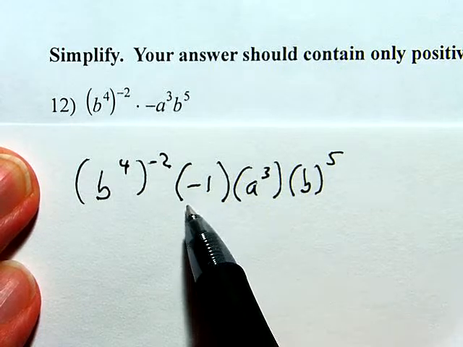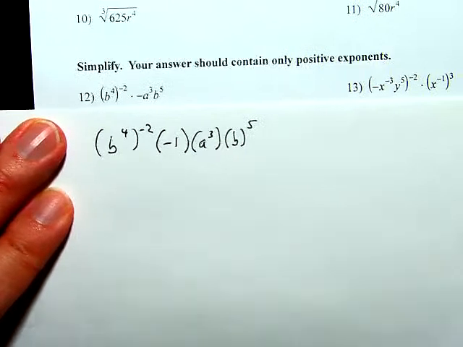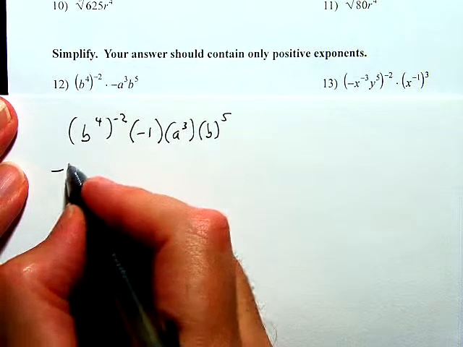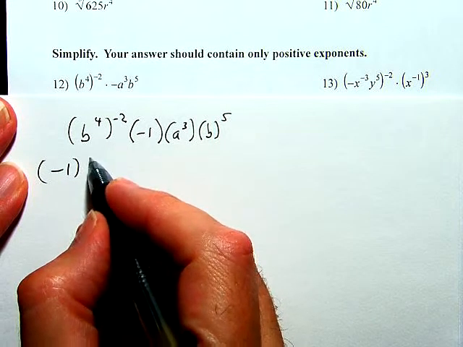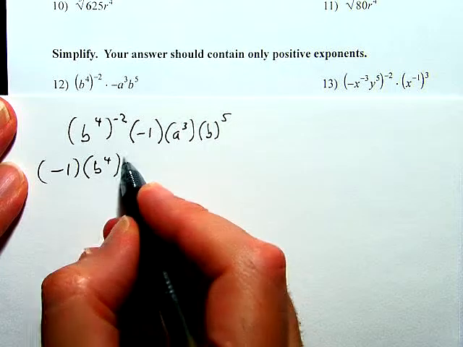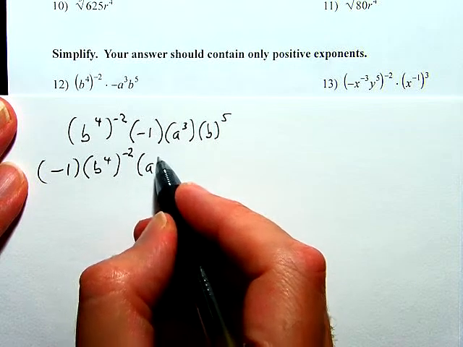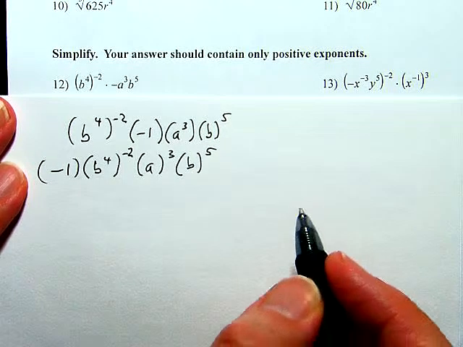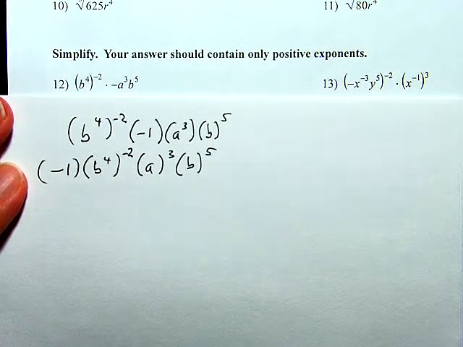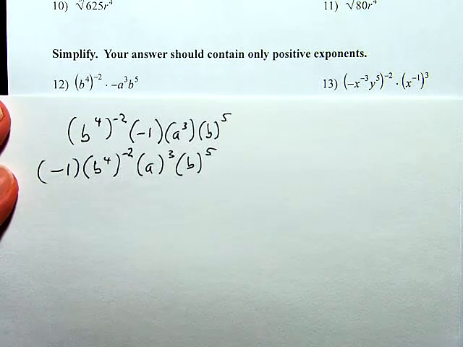Well, negative 1 here is just a factor. We can pull it out in any order we want. So let's move it to the beginning. These are all just 4 factors. Let's rewrite this as negative 1 times b to the fourth in turn to the negative 2 power times a to the third times b to the fifth. Doesn't really matter if we put them inside or outside the parenthesis. Okay, so we can ignore the negative 1 for now.